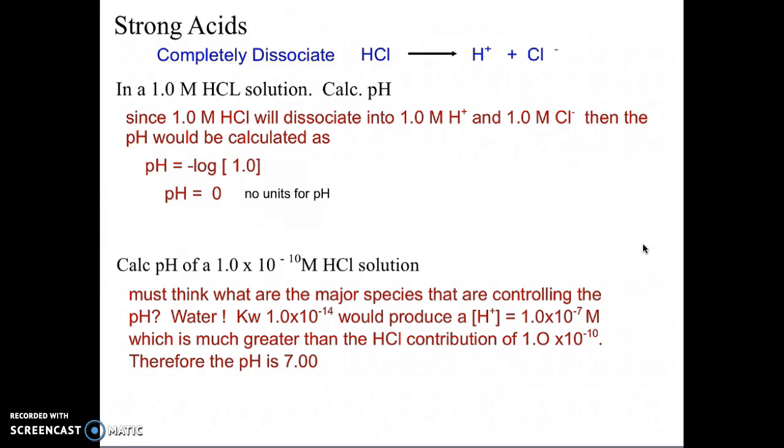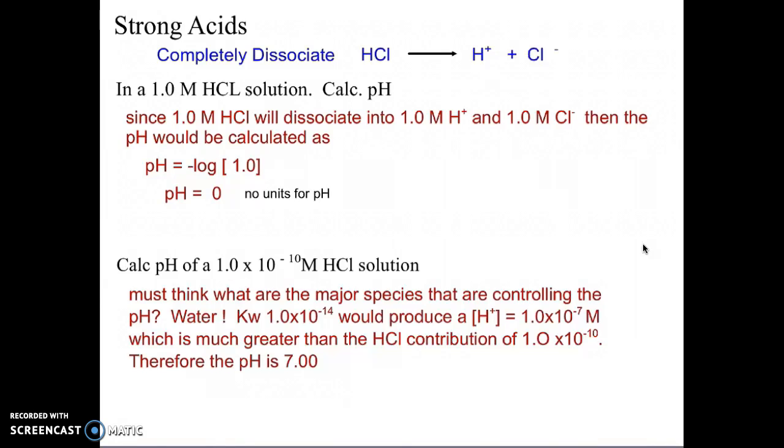And you must think, what are the major species that are controlling the pH? In this case, it's water. It's not the hydrochloric acid solution. The Kw, as we learned in our earlier lessons, is 1 times 10 to the negative 14th, which means that water on its own would be producing a hydrogen ion concentration of 1.0 times 10 to the negative 7th molar, which is much greater than the hydrochloric acid contribution of 1.0 times 10 to the negative 10th. Therefore, the pH is 7.